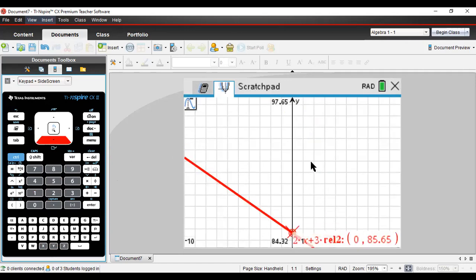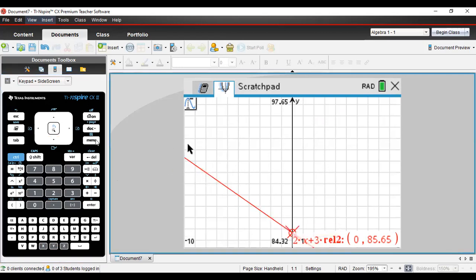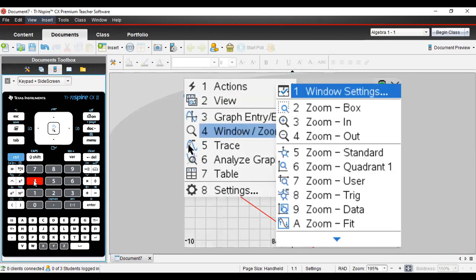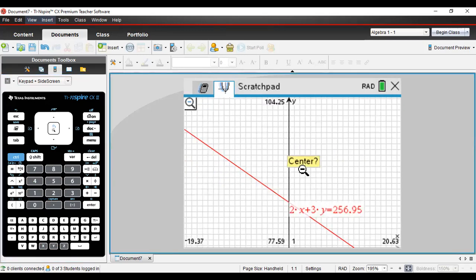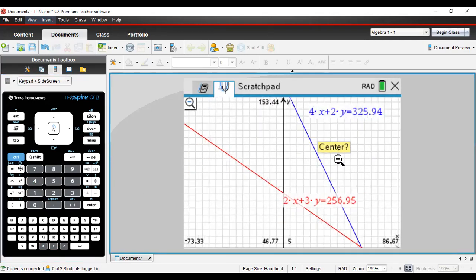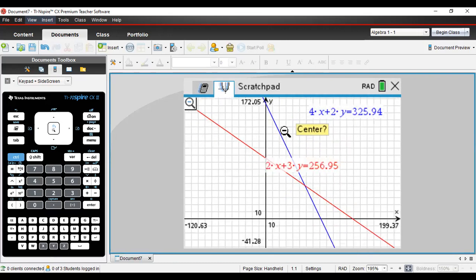Okay, so basically, I don't see both of the lines. So what I'm going to do is just zoom out. Menu 44. And I'm going to put the center here. I'm going to keep backing out until I get close to it. All right, there it is. I got both of them. I can press escape now.